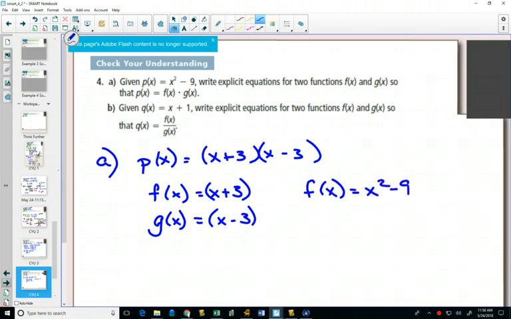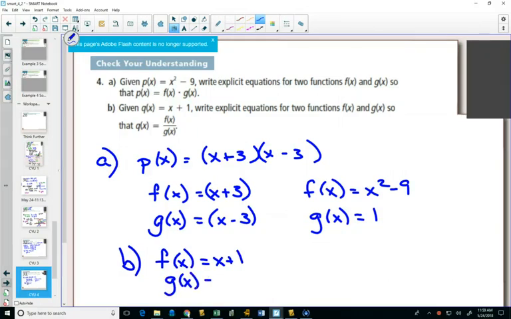If I made f of x exactly what p of x was, x squared minus 9, what would g of x have to be to make that work? Can't be 0, because times by 0 would be 0. It would be 1. And that kind of defeats the purpose, but it works. And same thing in b. If you made f of x exactly what you started with, x plus 1, then what would I have to divide by not to change it? G of x would equal 1.